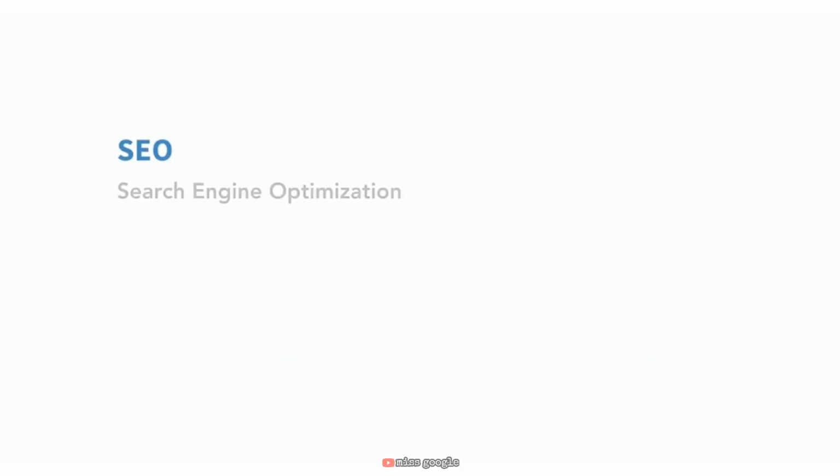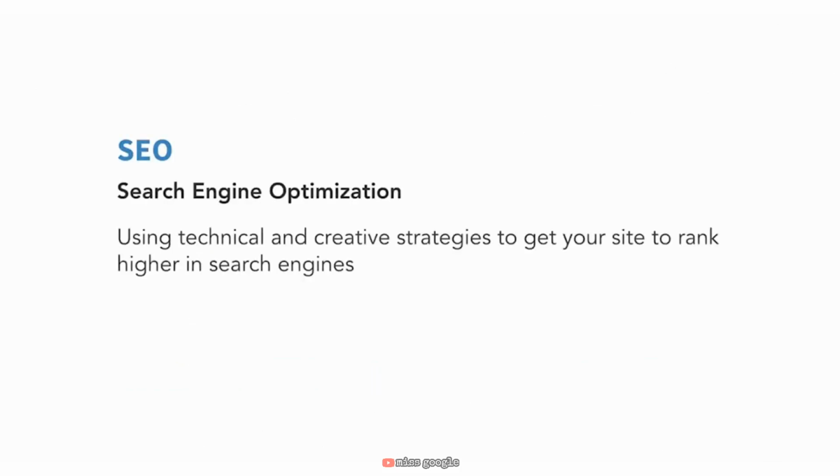A good place for us to start is by defining exactly what we mean by SEO. SEO stands for Search Engine Optimization, and the goal with SEO is to leverage both the technical aspects of your site as well as the content on your site to rank higher in search engines.